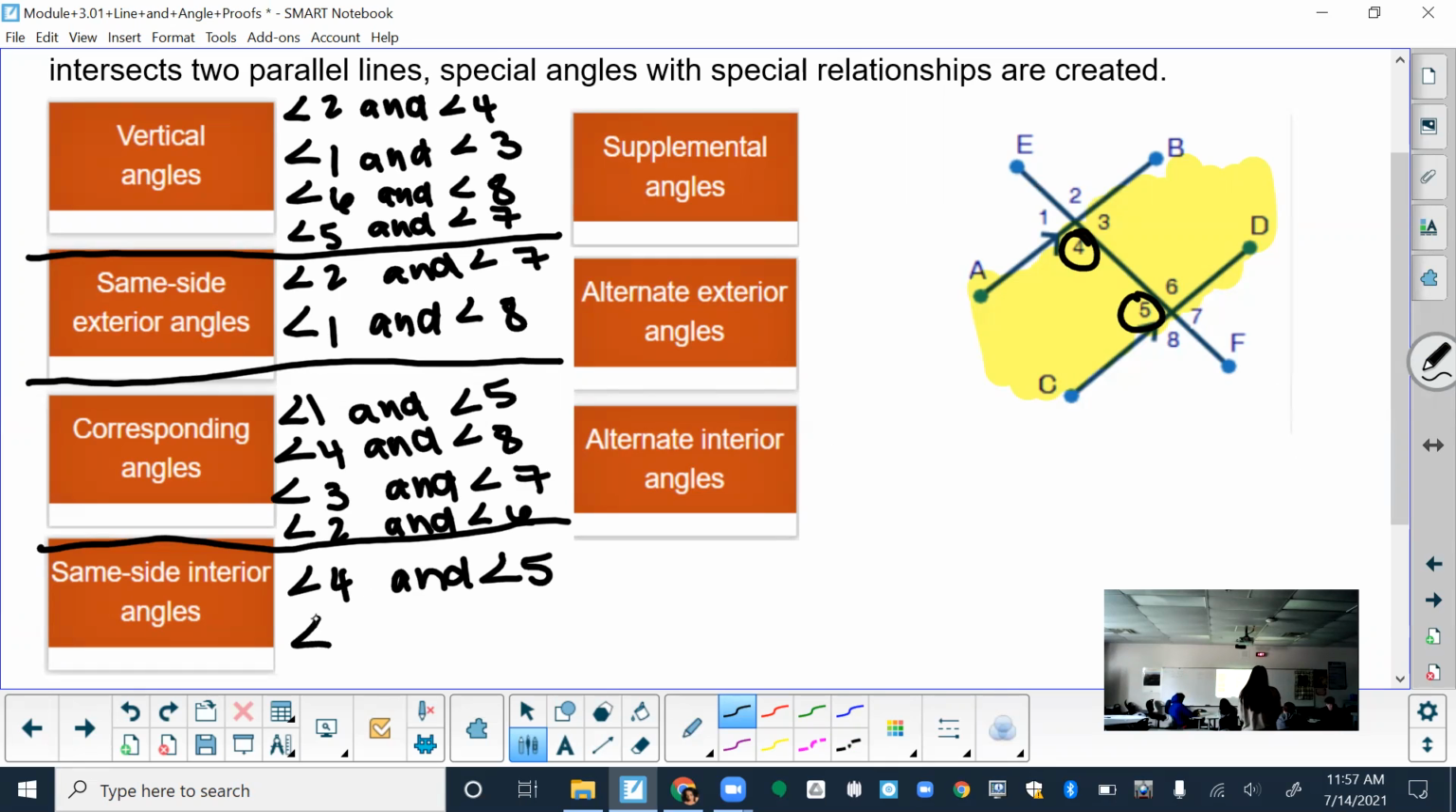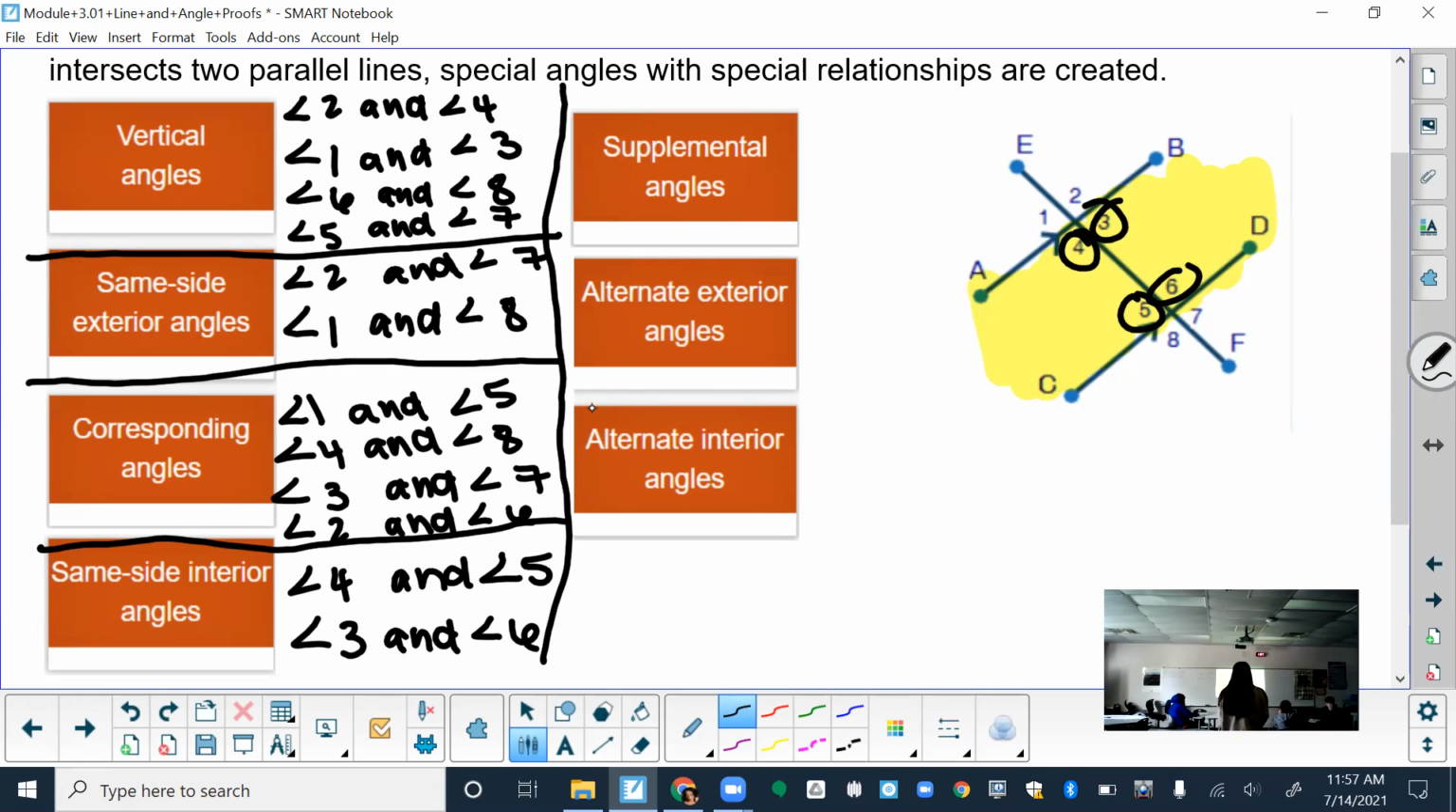What is the other example? 3 and 6. All right, same side interior angles. Are there any other examples? All right, no, there's no other examples. Just those two in this example. All right, I'll skip supplemental angles for right now.